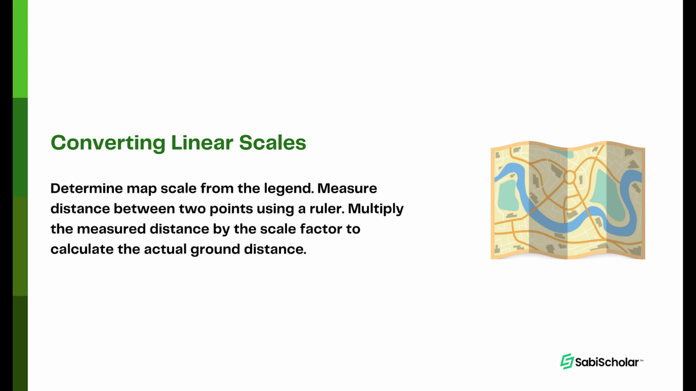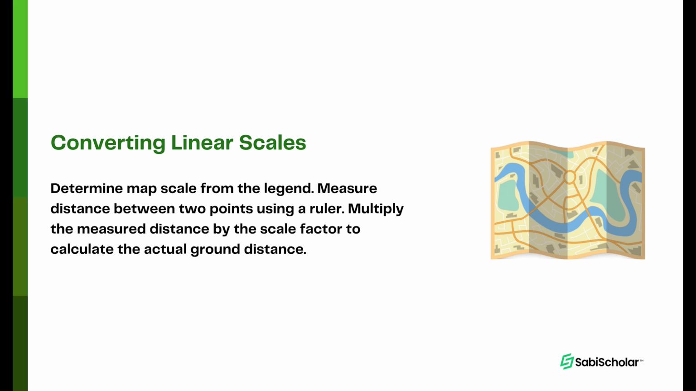Secondly, the next thing you would need to do is to measure distance on the map. For example, you need to measure the distance between 2 points on the map using a ruler or other measuring tool. But you also have to note that the measurement in the map's units is what you're supposed to use, which in this case has to be in inches or in centimeters.